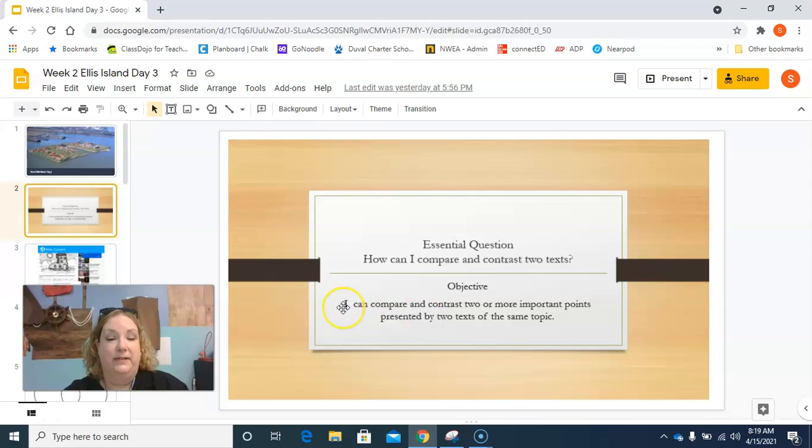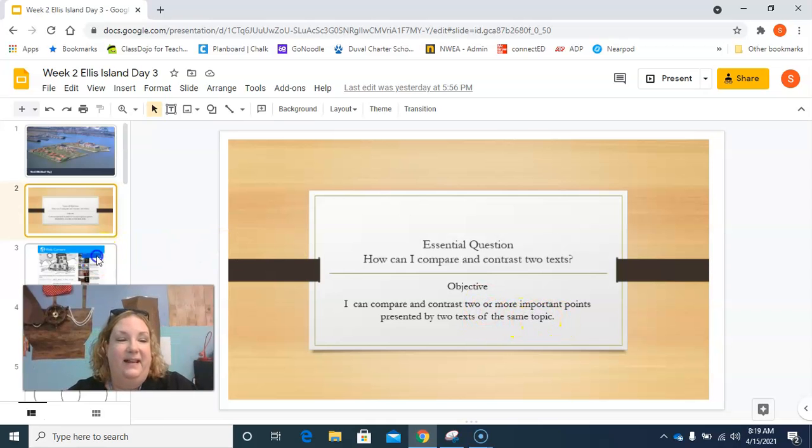All right, I'm going to say it and then let you repeat it. I can compare and contrast two or more important points presented by two texts of the same topic.